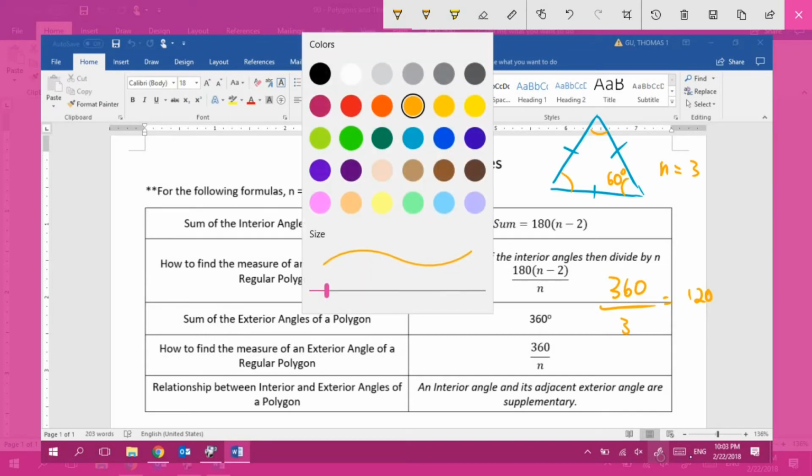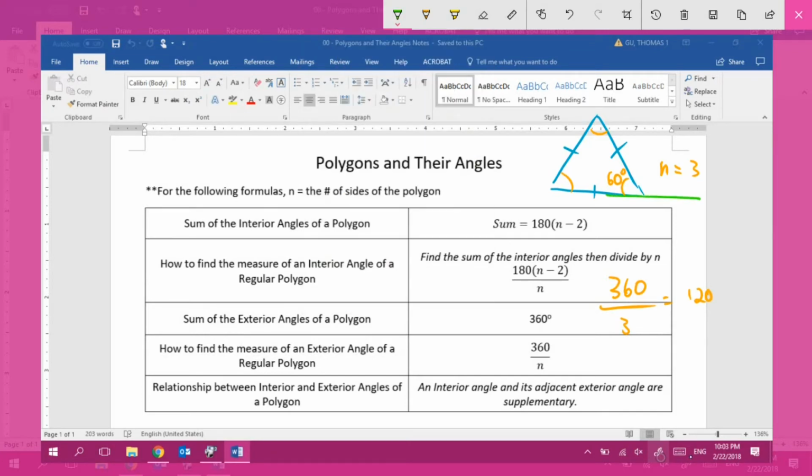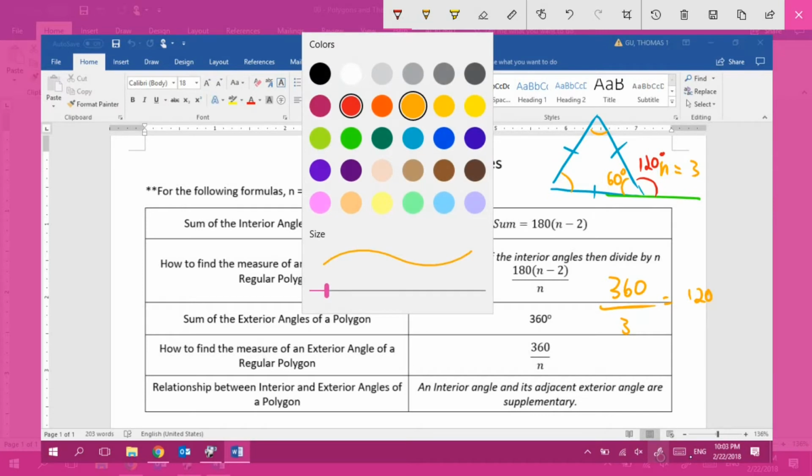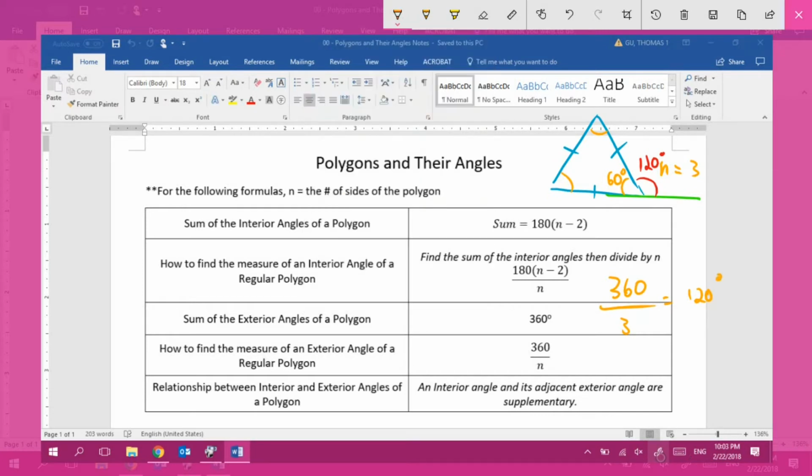And just like in the example that I did, look, if I extend this angle, bam, what is the exterior angle? It is 120 degrees. So you can see that it matches up. It works.